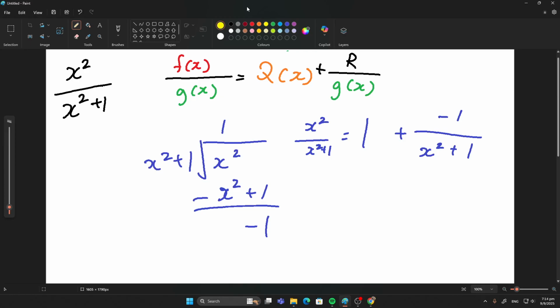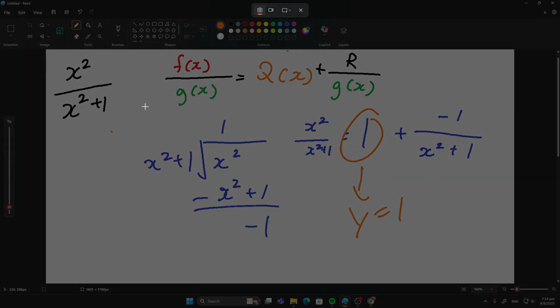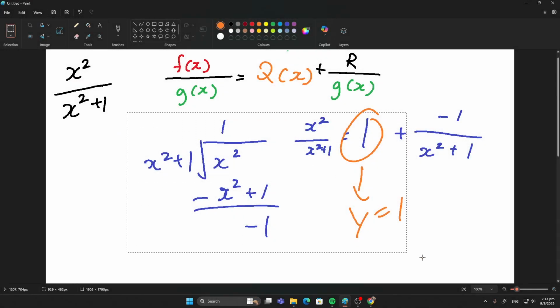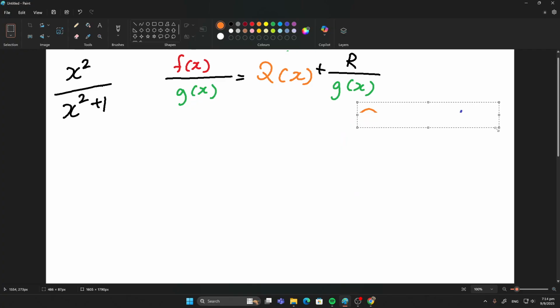So this is my horizontal asymptote. Alright, to reinforce this knowledge, oh, I didn't mean to print screen. To reinforce this knowledge, okay, let's put a 2 over here.